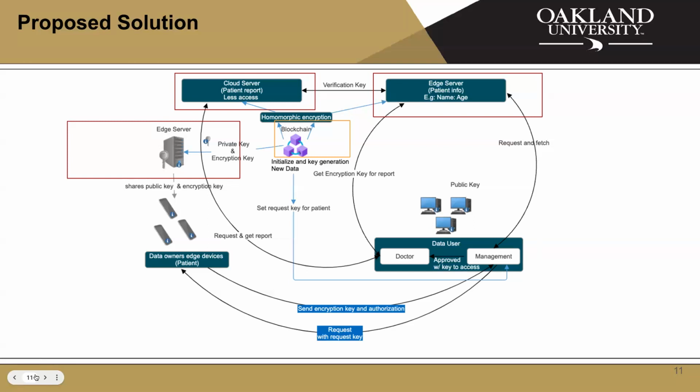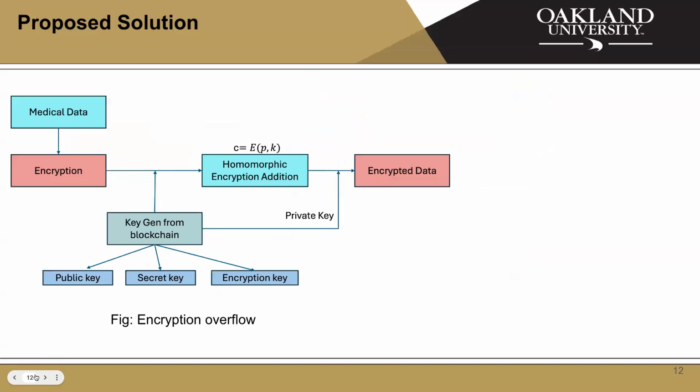Next I'll talk about how we design our homomorphic encryption, inherited from the previous slides presented by Monica. This is the encryption workflow from the proposed solution. These three keys are generated from the blockchain: the public key, private key, and encryption key. To encrypt data, we use the private key and the encryption key. We use fully homomorphic encryption.